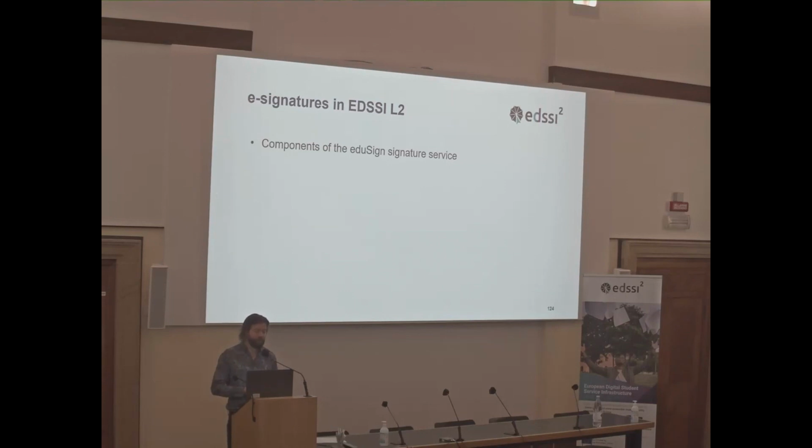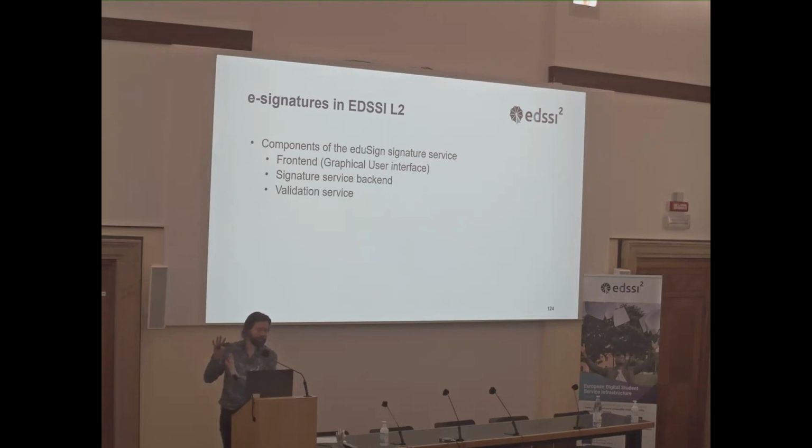The current production version that we're running in Sweden has three parts. There's a front end, which is a graphical user interface. I'll show some pictures later. That's what the user interacts with, in a web browser. They just log in somewhere and then they do stuff. Then we have the signature service backend, which handles the actual signing and all the cryptographic things with the certificates. The front end and the back end are connected through an API.